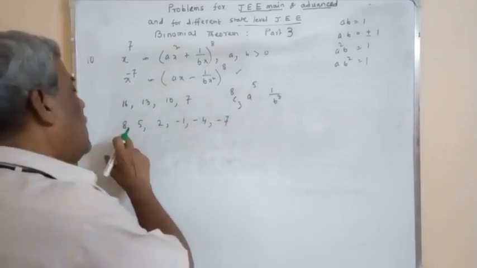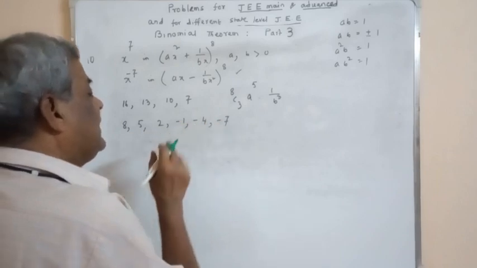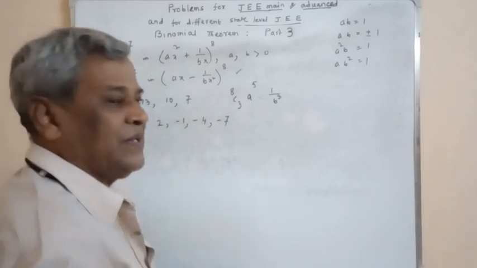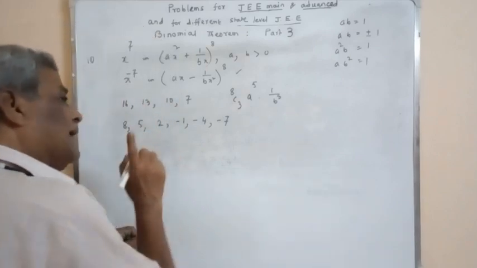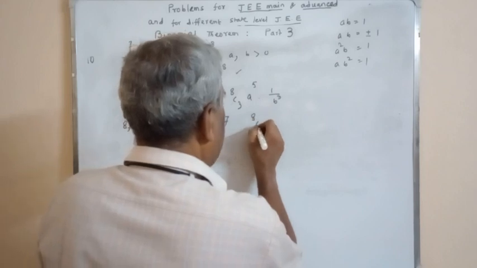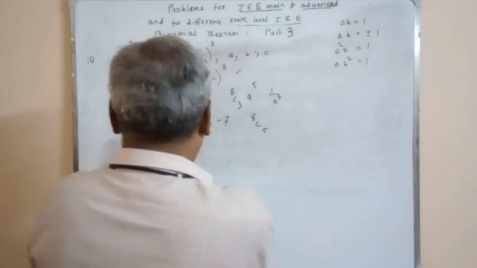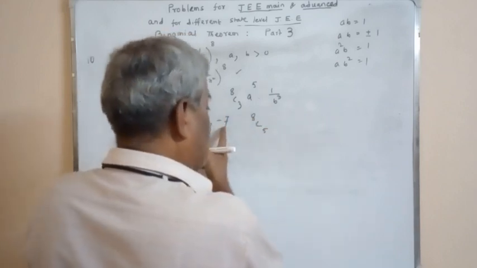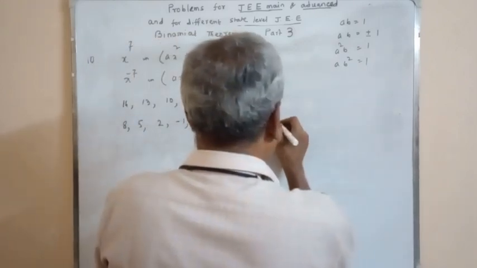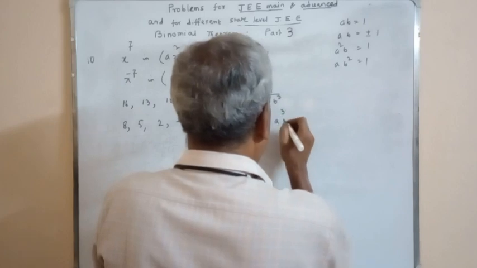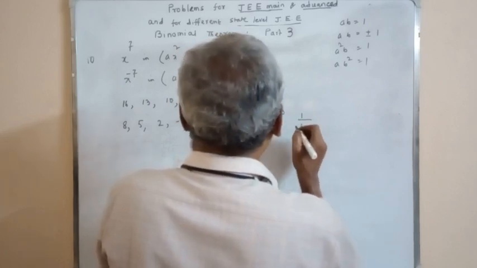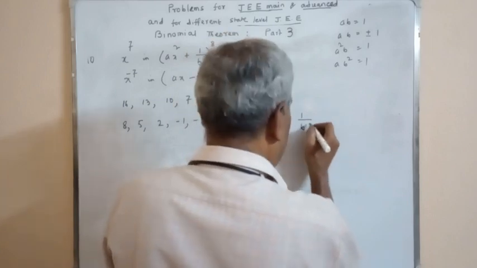So actually it is 1, 2, 3, 4, 5, 6. The sixth term will contain x to the power minus 7, and its coefficient is 8C5 into a to the power 3 into 1 by b to the power 8.